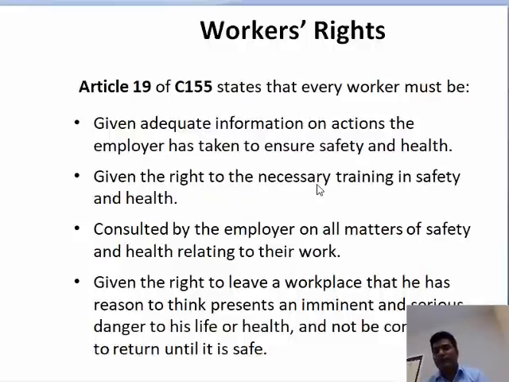And second one is the right to necessary training in safety and health. And third one is to be consulted by the employer on all matters. This is the right of the employee, that the employer should consult the employee about all matters of health and safety. And fourth one is the right to leave a workplace that they have reason to think presents an imminent and serious danger to their life and health, and not be compelled to return until it is safe.